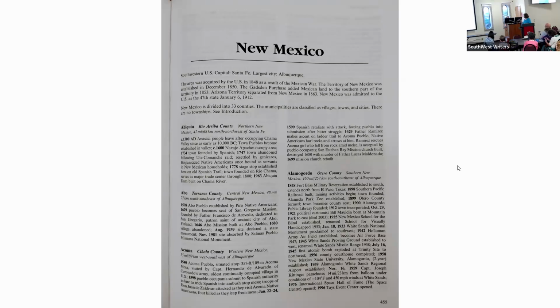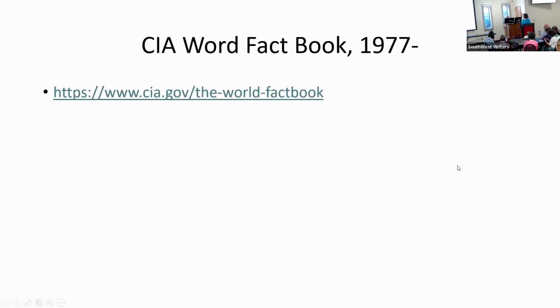The next one. Okay, this is the CIA World Fact Book, and it started in 1977. Those are not online. The oldest ones you'll have to go to the library for. The current ones are. Can you click on that link? Here we go.